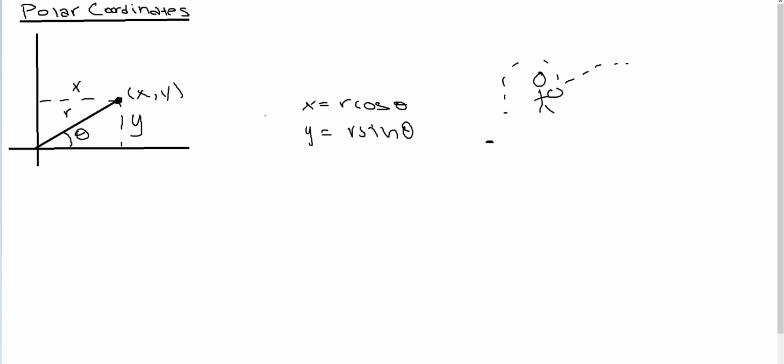So I hope that helps you visualize and understand polar coordinates.